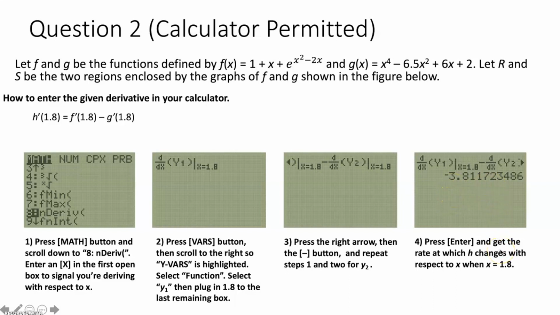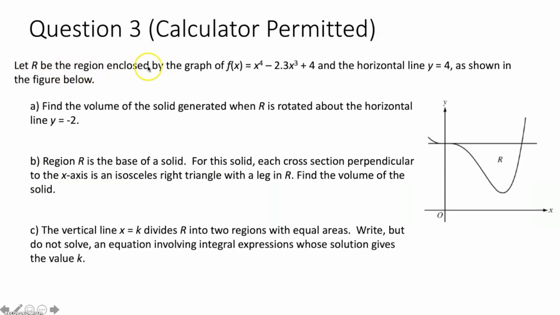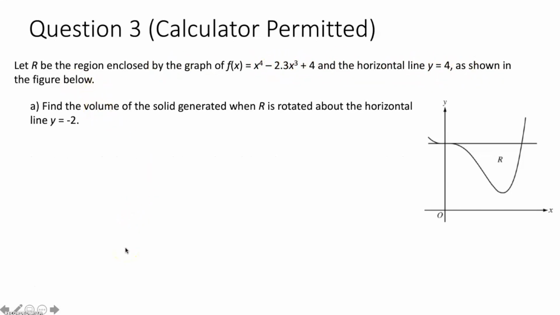Now question 3 says let R be the region enclosed by the graph of f of x is equal to x to the fourth minus 2.3x cubed plus 4 and the horizontal line y is equal to 4 as shown in the figure below. So we again have 3 parts to this question. Let's take each part individually.